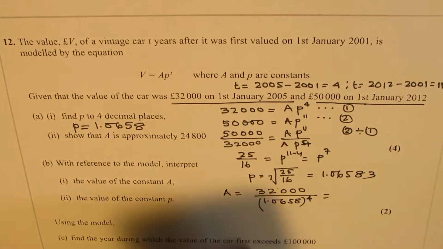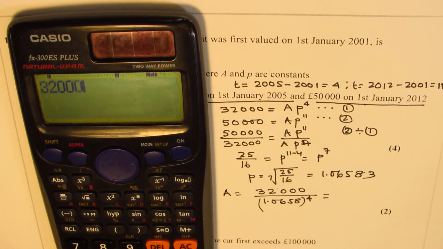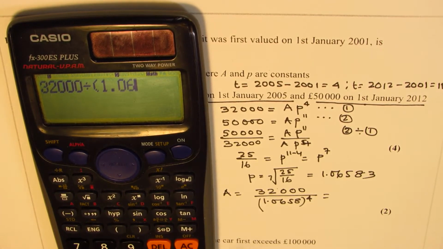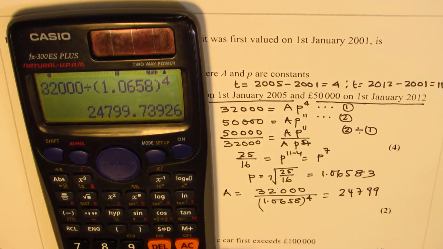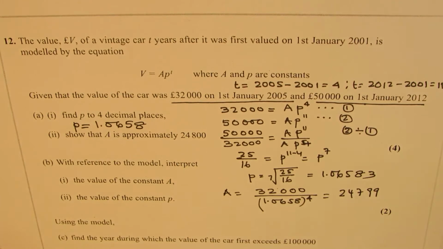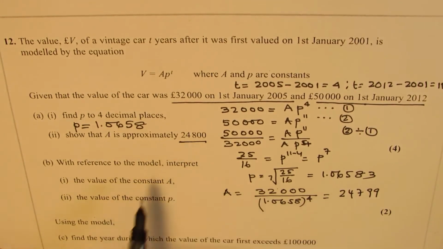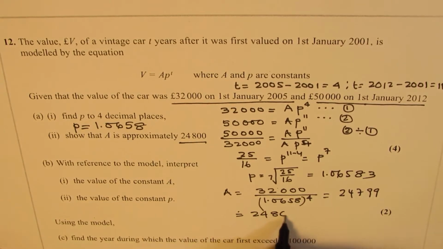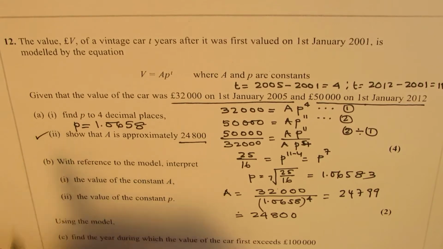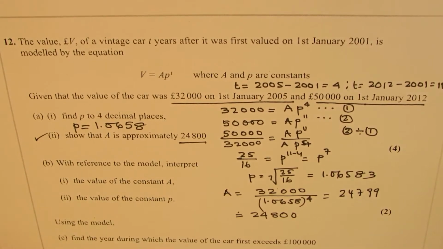Okay. So what we get here is 32,000 divided by, within brackets, 1.0658 to the power of 4, which is 24,799, right? So this can be, as written here, approximated to 24,800 pounds. Okay? So we have shown that A is approximately equal to 24,800 pounds.